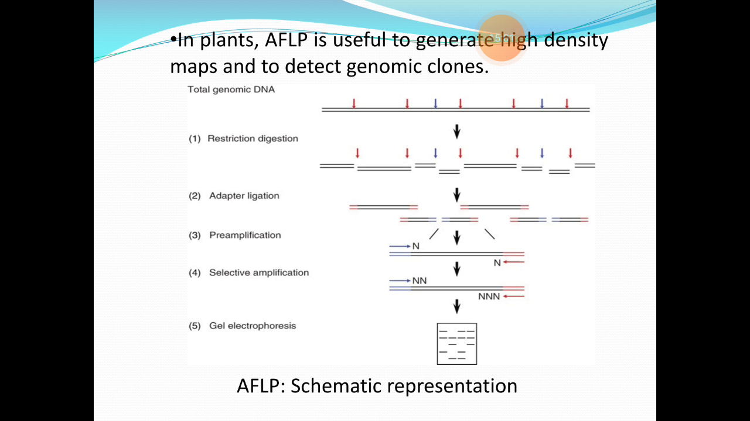You will isolate total genomic DNA. First step, you will conduct restriction digestion, making use of restriction enzymes. You will get so many DNA fragments. Then you will do adapter ligation by putting the adapters which are designed for particular restriction endonucleases. Then you will do pre-amplification. Then you will do selective amplification, and whatever fragments you get, you will subject to gel electrophoresis. And this slide gives you the overall picture of what is done in AFLP.